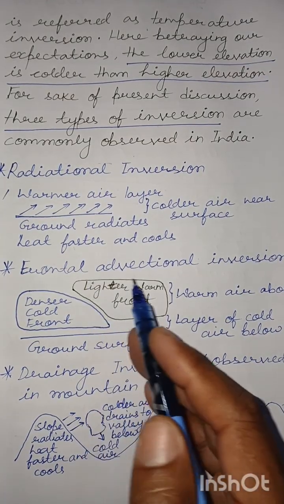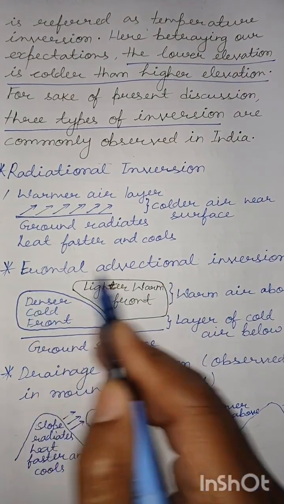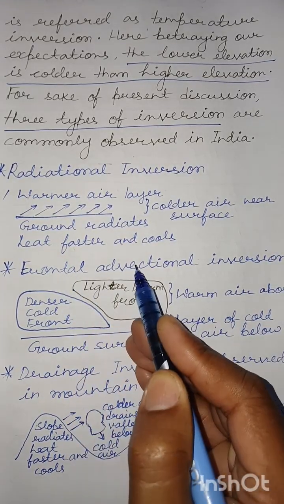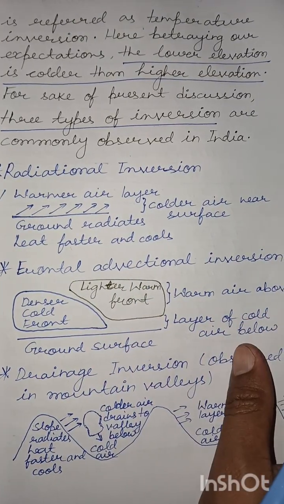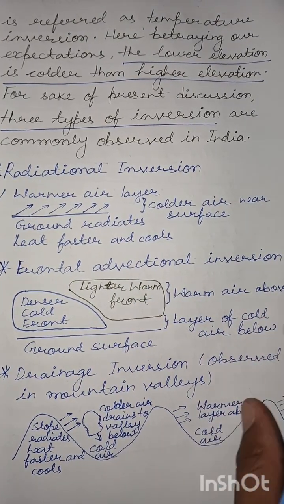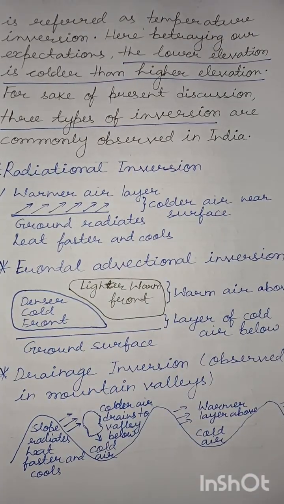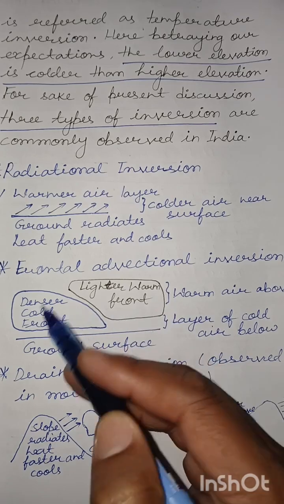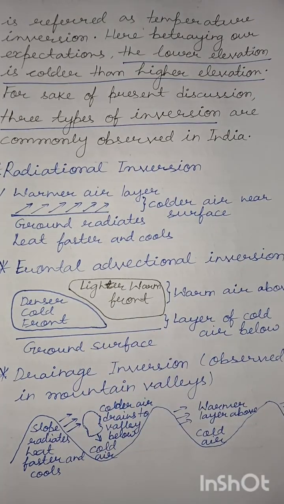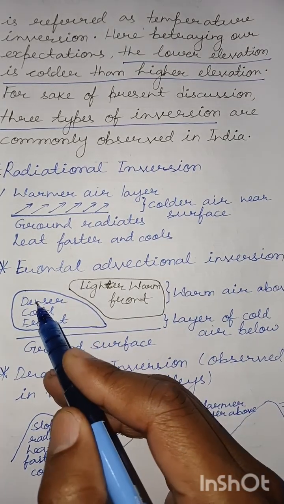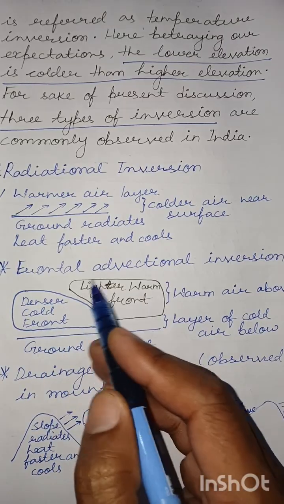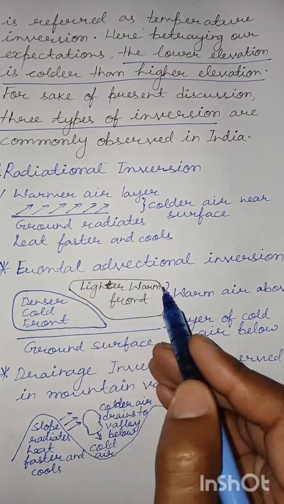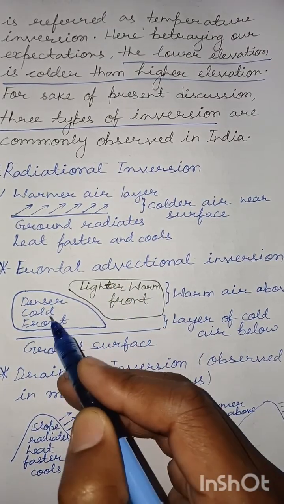Then comes frontal, which is often called advectional inversion as well. This is also observed mostly during the winters. What happens during the winters? Generally a cold front, which is a large mass of cold air and is denser, intrudes into the area of lighter warm front. We would like to repeat it.